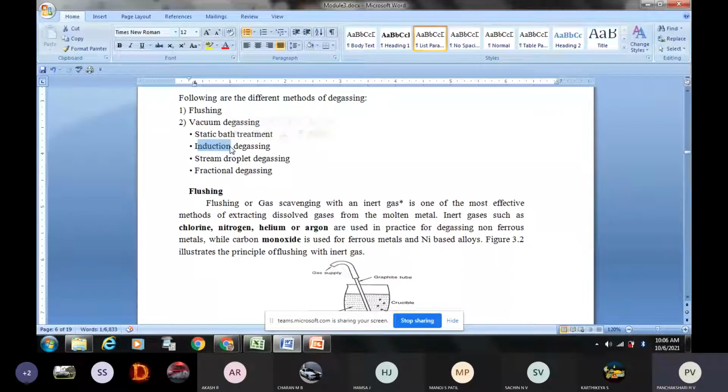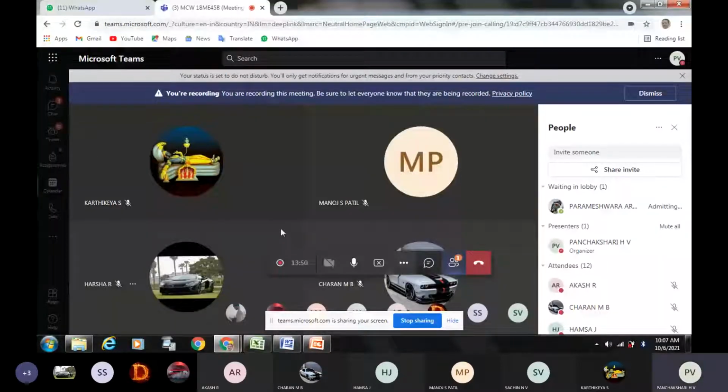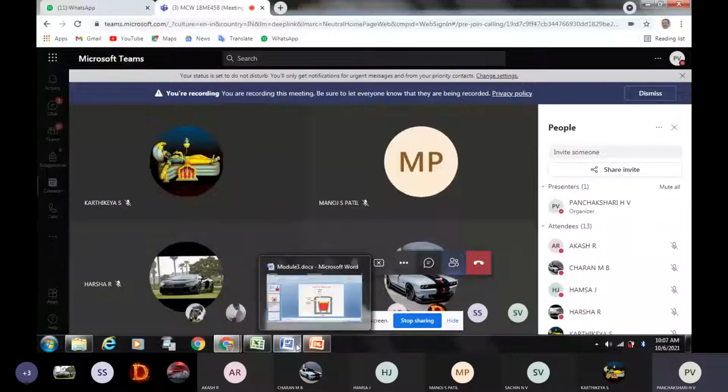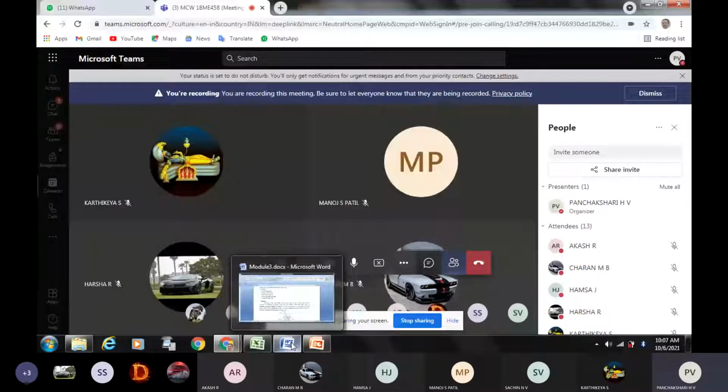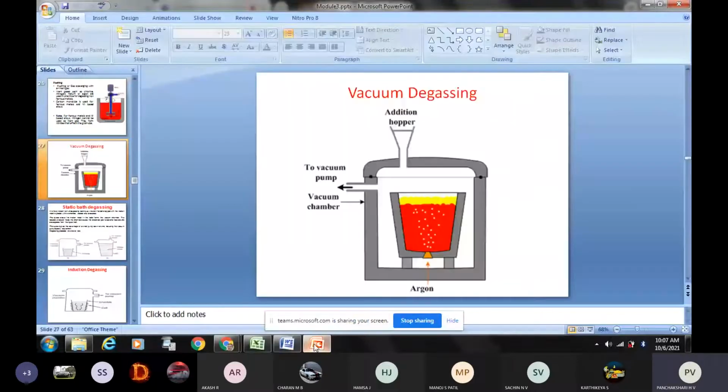Stream droplet degassing: degassing is done by stream dropleting, so making it into drop by drop. Fractional degassing means fraction by fraction degassing. So by understanding the name of the process, in a brief way we can understand what that process is. Now one by one we will be studying vacuum degassing. First we will try to understand what is static bath degassing.